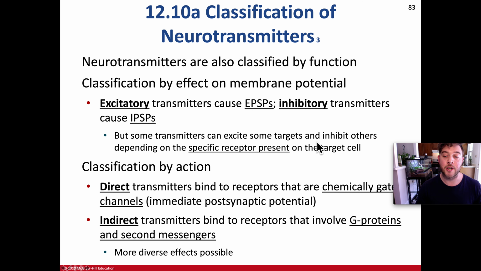Some transmitters can excite some targets and inhibit others depending on the specific receptor present on the target cell. We'll look at acetylcholine in just a moment and how it will react differently depending on the receptor that it has. You can also classify them by their action. Direct neurotransmitters bind to receptors that are chemically gated channels.